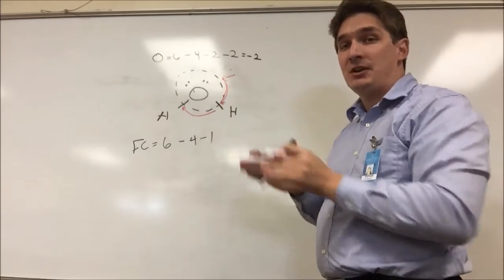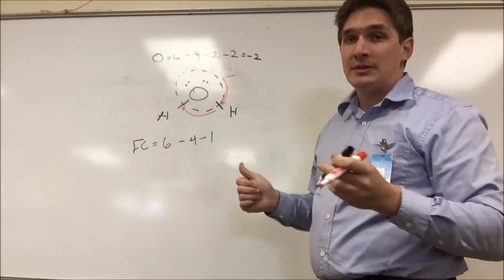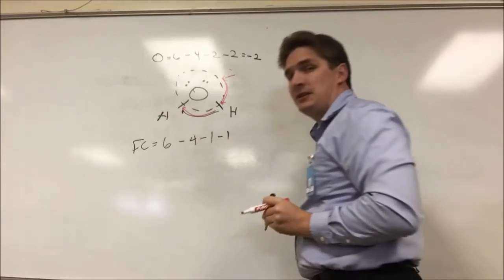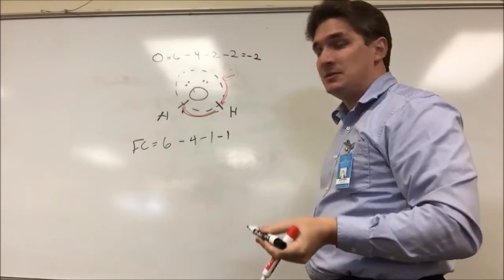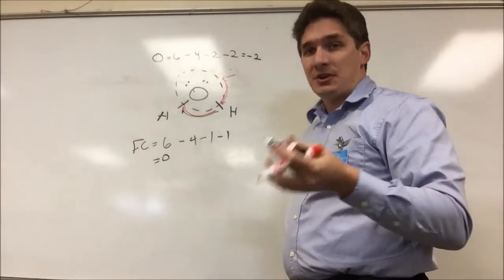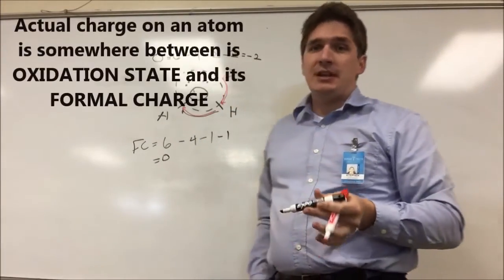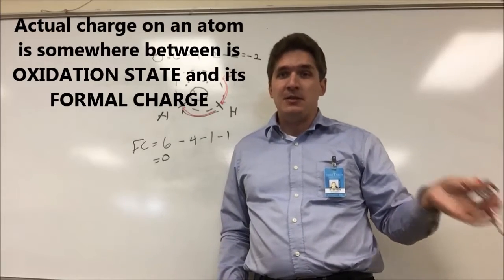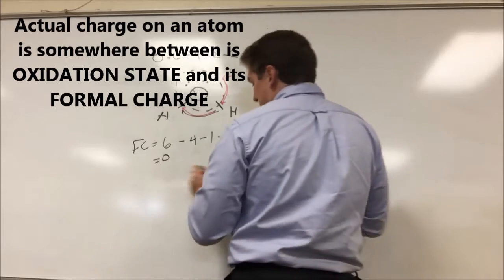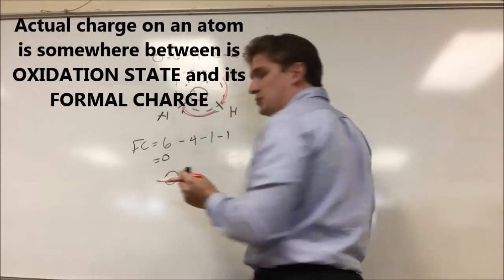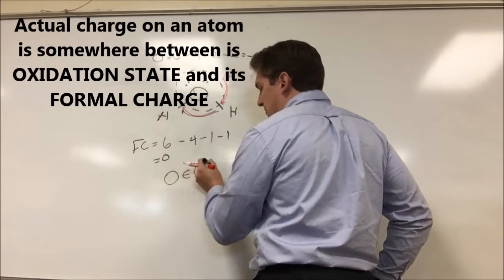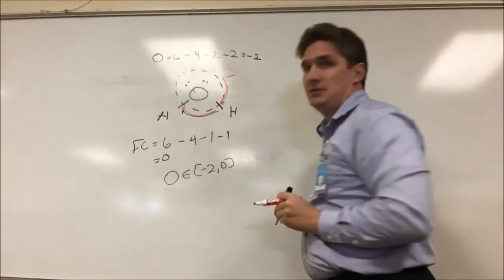Oxygen and hydrogen are each sharing electrons equally, so they can only get 1 electron back out of the bond. We continue around, and once again subtract off another 1 for the next oxygen-hydrogen bond. This will give us a formal charge of 0. So what do formal charges tell us? Well, the oxidation state is one extreme, purely ionic, and the formal charge is the other extreme, completely covalent. So what this tells us then is that if we look at the true oxidation state of oxygen, it's going to be somewhere between -2 and 0.